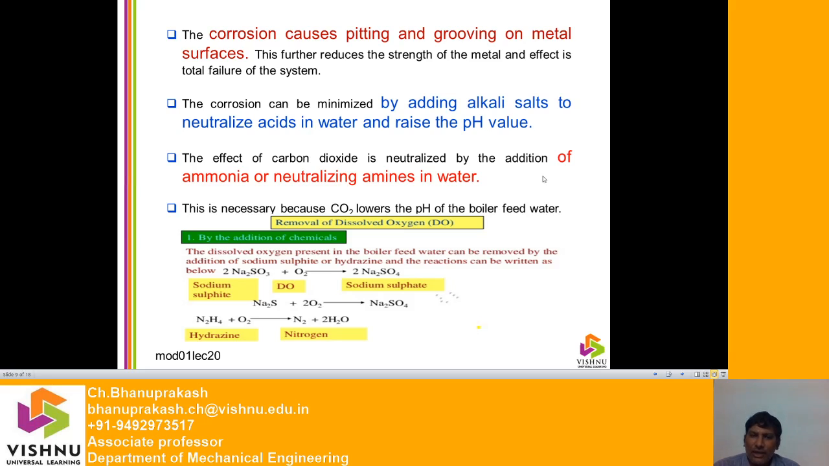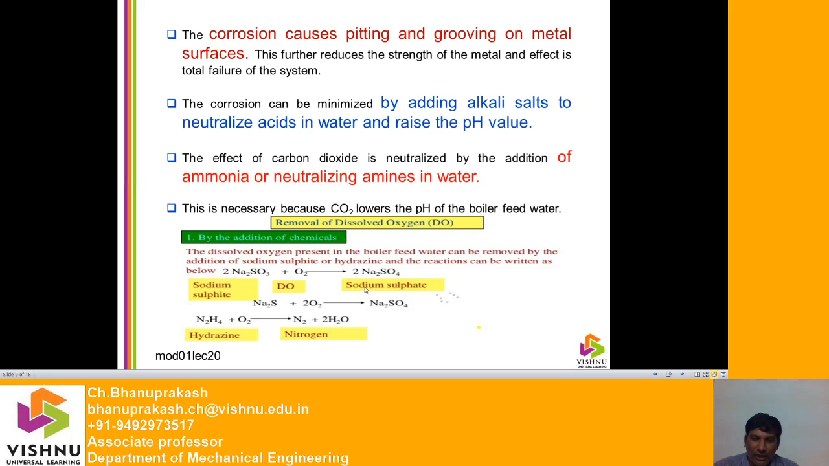So the effect of carbon dioxide is neutralized by the addition of ammonia or neutralizing amines in water. This is necessary because CO2 lowers the pH of the boiler feed water. You have to remove the CO2, otherwise what will happen? It lowers the pH value. You have to maintain a minimum pH value inside, otherwise corrosion will be formed.